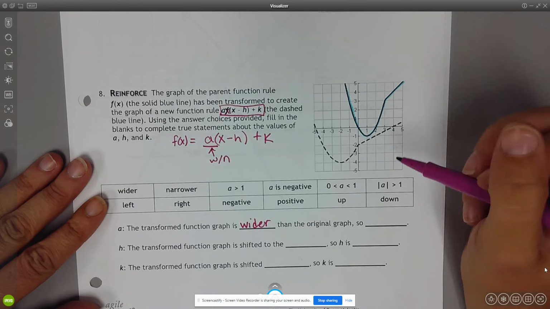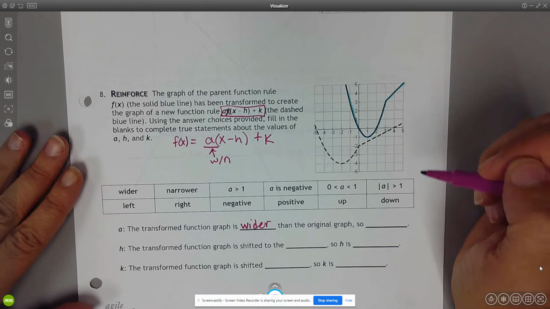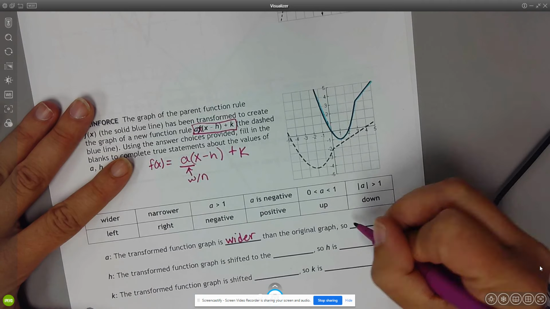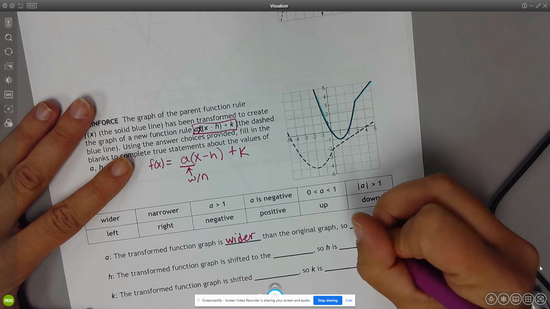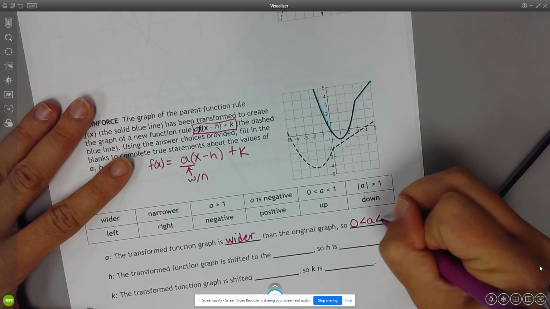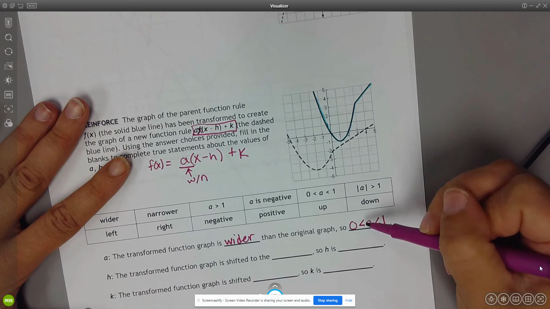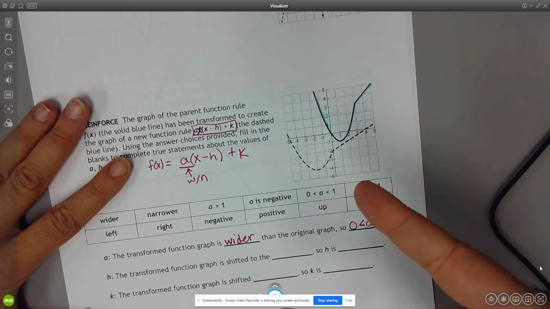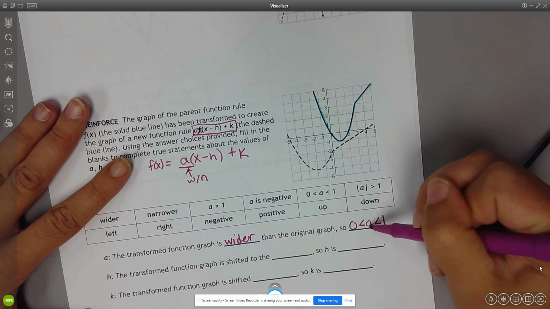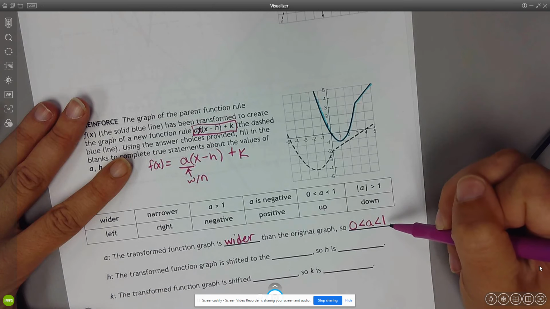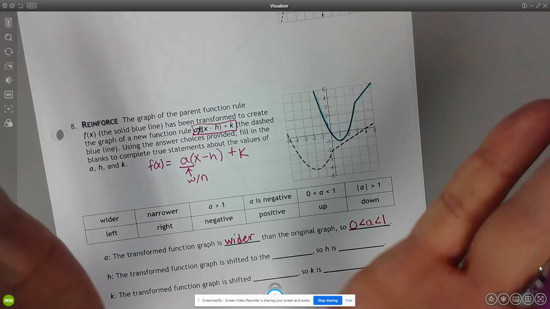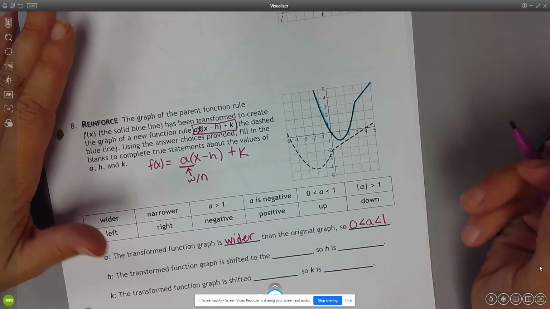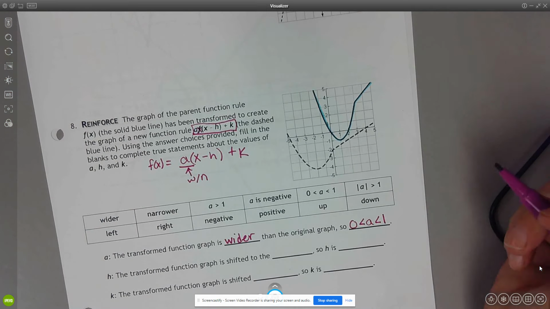Okay. So with that, there are some rules that we follow. For a graph to become wider, the a has to fall between 0 and 1. If it becomes negative, all that does is determine if it flips the other way or not. But if it's bigger than 0 but smaller than 1, that means it's going to widen the graph a little bit. If it's bigger than 1, that means the graph shrinks in size. It's narrower. Okay. So there I've used those two things.